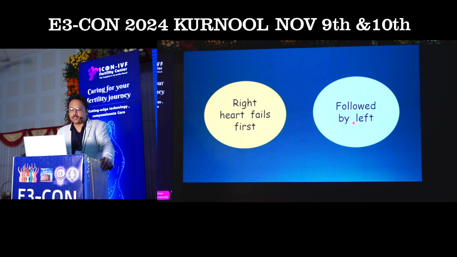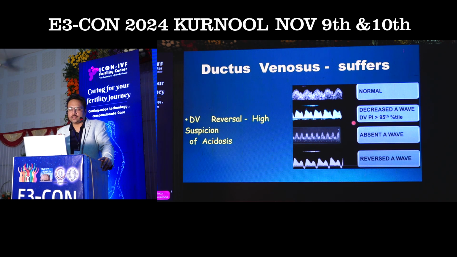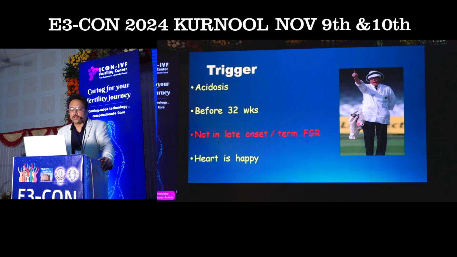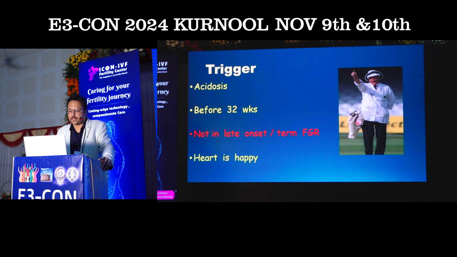And when right heart fails, everything comes on ductus venosus. It is reflected by high PI, then absent A wave, then reverse A wave. So trigger for delivery in early onset FGR is acidosis before 32 weeks, and this is not the case in late FGR or term FGR because the heart is happy in these cases.